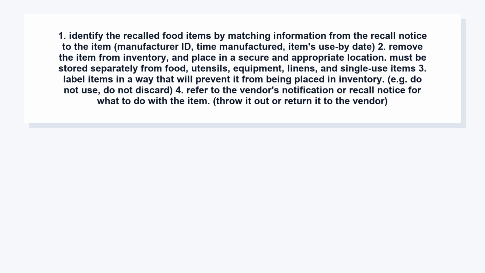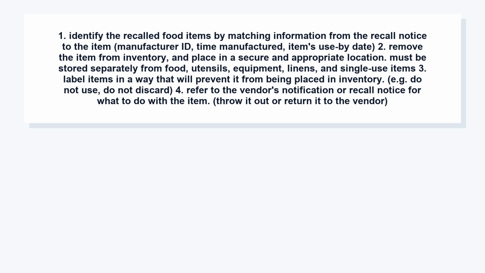1. Identify the recalled food items by matching information from the recall notice to the item, manufacturer ID, time manufactured, items use by date. 2. Remove the item from inventory and place in a secure and appropriate location. Must be stored separately from food, utensils, equipment, linens, and single-use items.